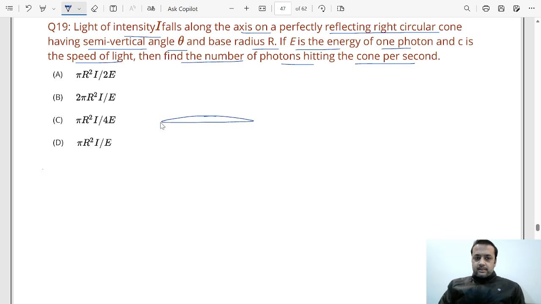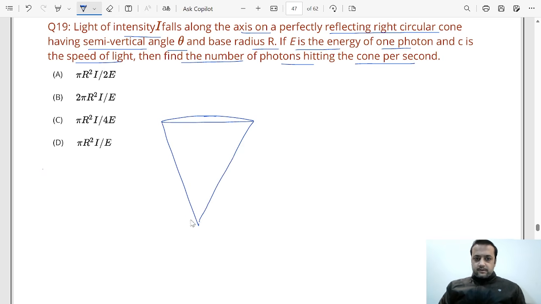Let us say this is the flat side of the cone, and this is the apex of the cone. So this angle is called theta here. Now the light is coming along the axis of the cone. So if you see, this is the axis of the cone and light is coming along the axis of the cone. Light can come like this also and like this also, it will not make any difference. So basically light, let us say, hits the flat surface.